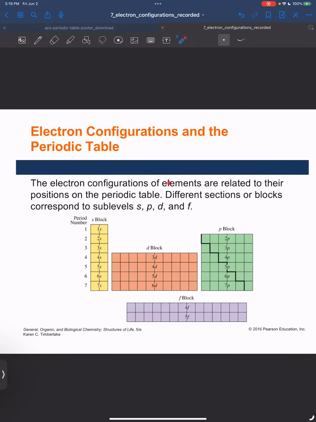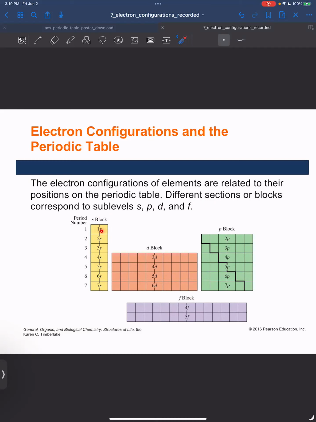So the electron configurations of elements are related to the positions on the periodic table, and there are different sections or blocks corresponding to the sublevels S, P, D, F. I've already shown that to you, but I want to reiterate it. This is the S block, the D block, the P block, and the F block.